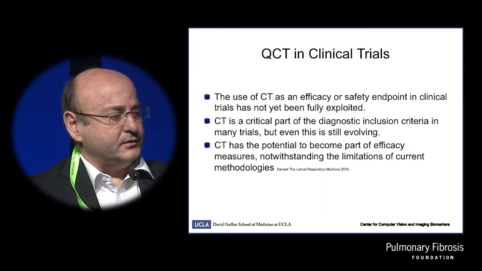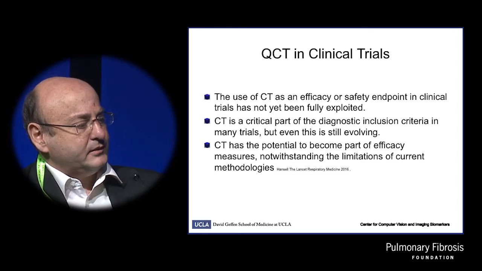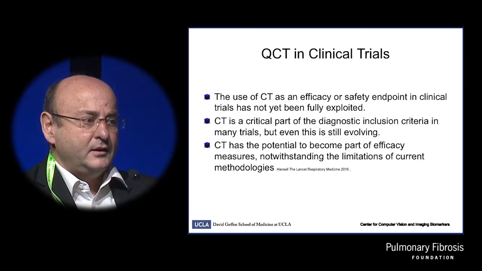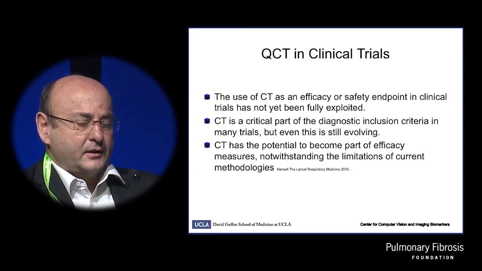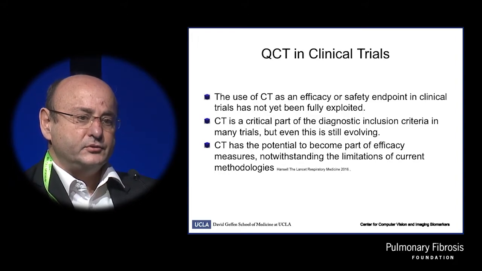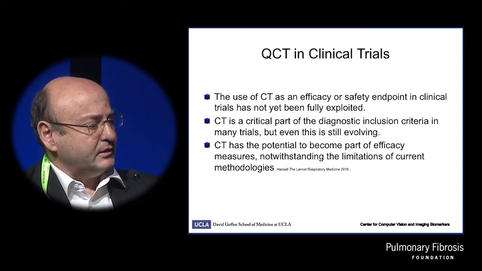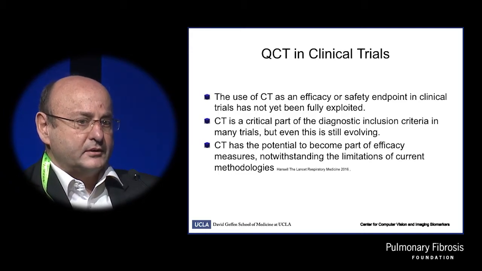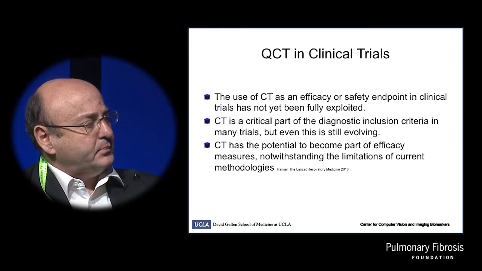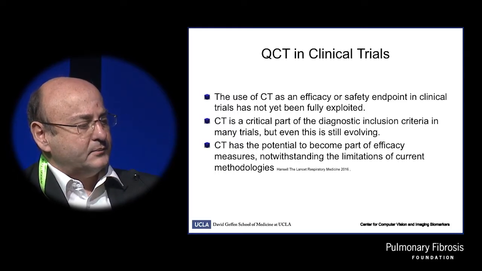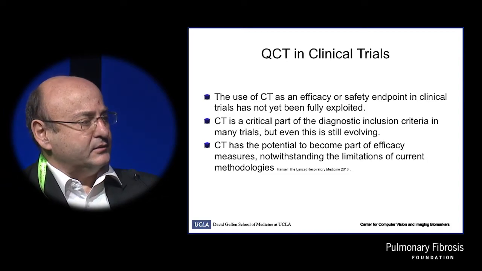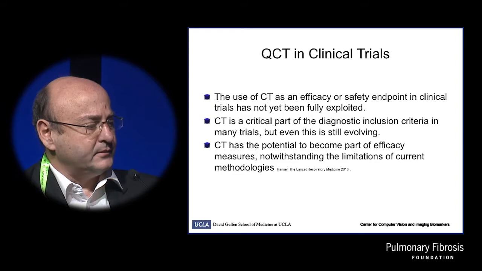So in clinical trials, the use of CT as an efficacy endpoint hasn't really been fully exploited. There are a couple of posters here looking at the role of CT, one in a prospective trial and one in a retrospective analysis as a potential endpoint, but it's still very early. It's definitely very important in clinical trials as a diagnostic inclusion criteria, but I think it has real possibility to become part of the efficacy measure, notwithstanding the limitations of the current methodologies.